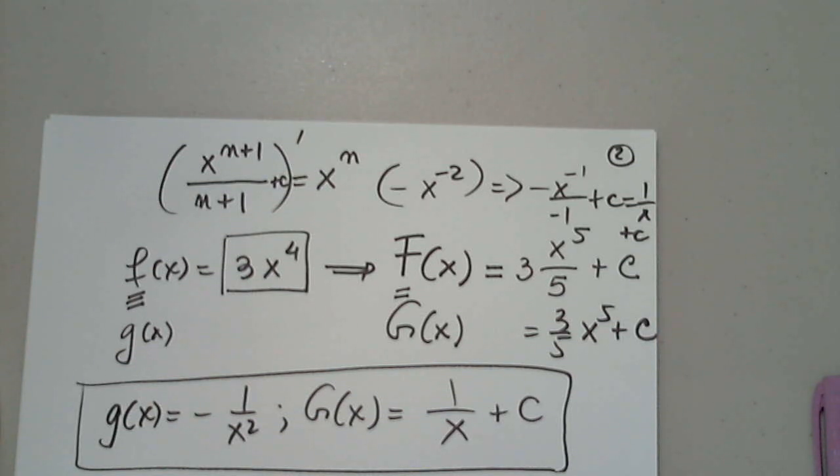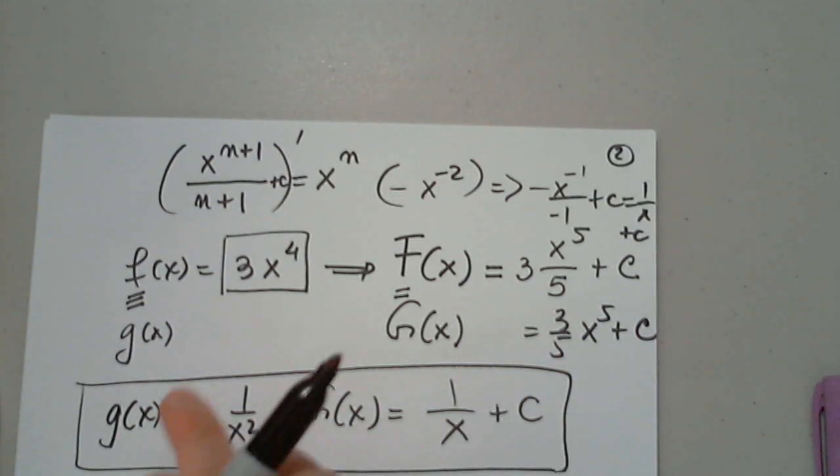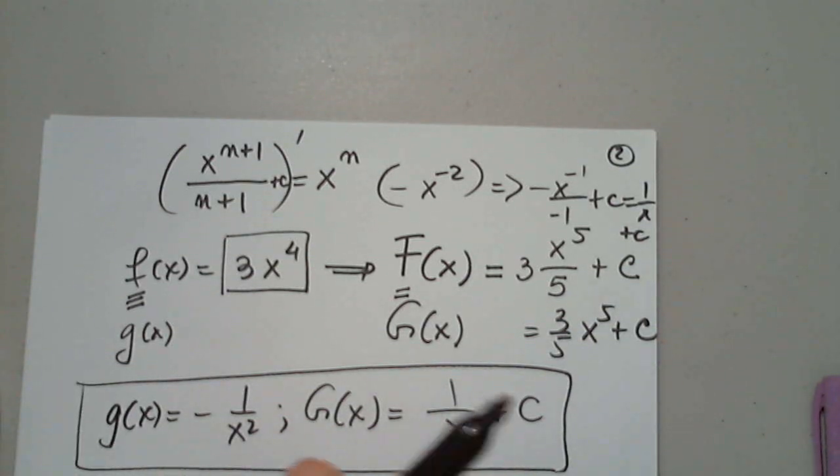Yeah, that makes sense. I just wanted to see the application. But you saw the other one, right? You saw it in the other direction. 1 over x prime equals negative 1 over x squared. And now we're just going backwards. Yep. Perfect. Awesome.